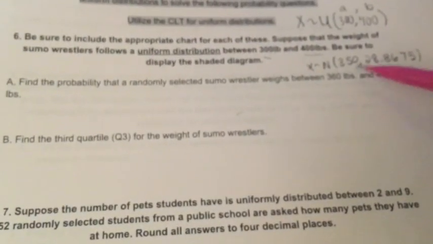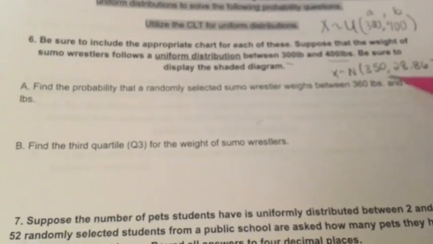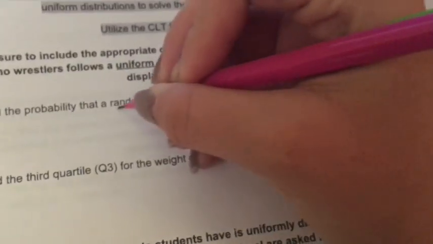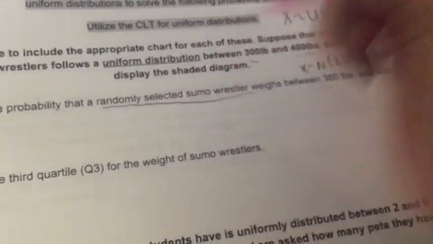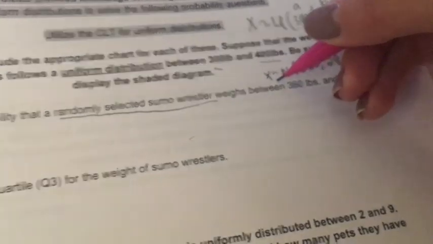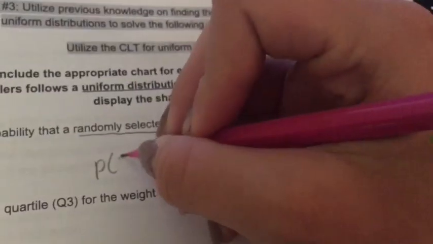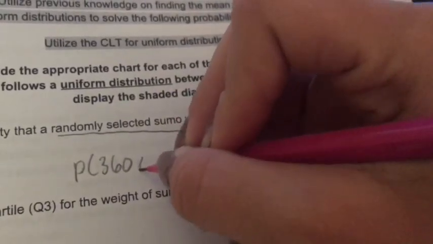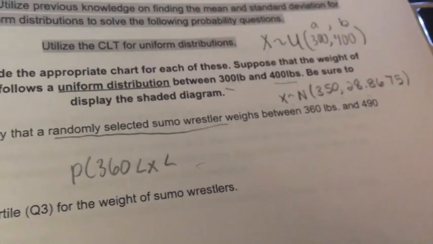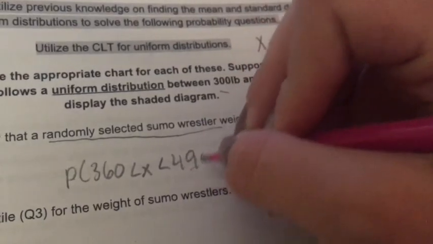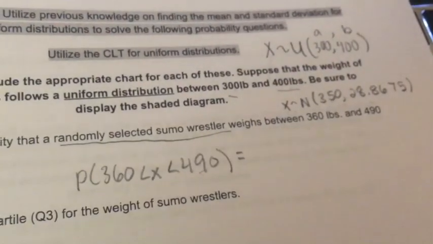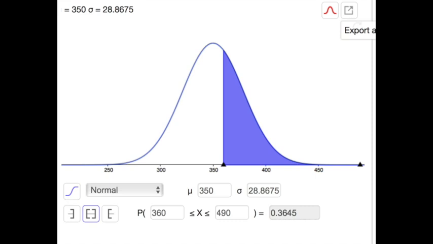And so now that I have a mean and a standard deviation, to find the probability that a randomly selected person, which is just one person, means that you're going to be using just the regular x. So the probability that x is between 360 and 490, and I'm just going to be finding that on GeoGebra. And after plugging that into GeoGebra, I get that my probability is 0.3645.